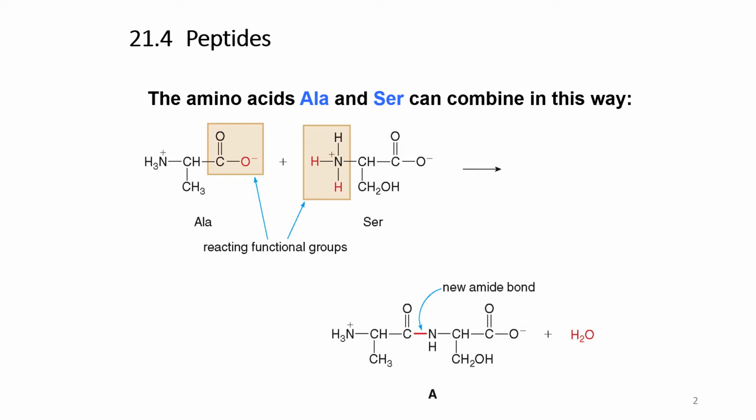So here we have 2 amino acids, alanine and serine, and we see their functional groups, the C-terminus, or the left-hand side, which has that carboxyl group, and the amino terminus of that serine. And these 2 are going to react. We're going to release a molecule of water, which is from the oxygen on this carbon and the 2 hydrogens on this nitrogen, and form that new amide bond, and of course release a molecule of water.